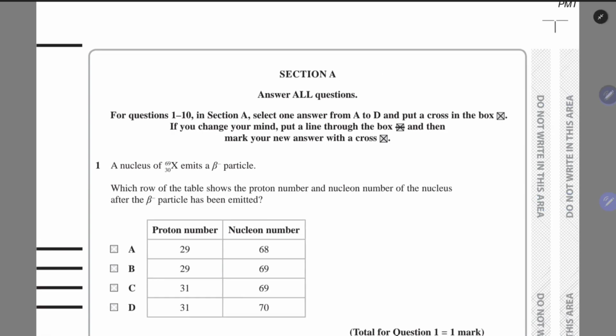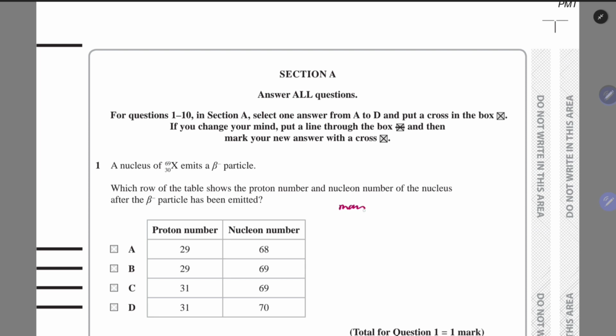Let's start with section A. Number 1. A nucleus of X emits a beta negative particle. Which row of the table shows the proton number and nucleon number of the nucleus after the beta negative particle has been emitted? Let's go with basics first.